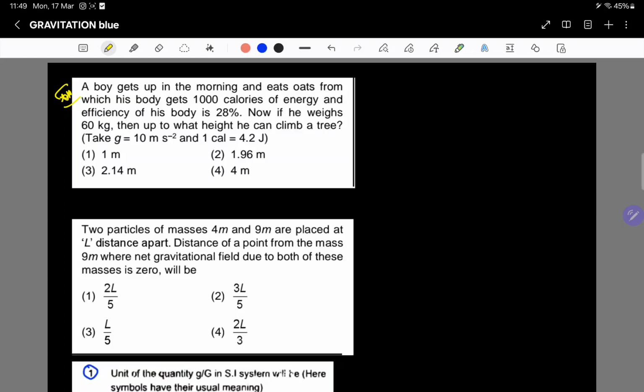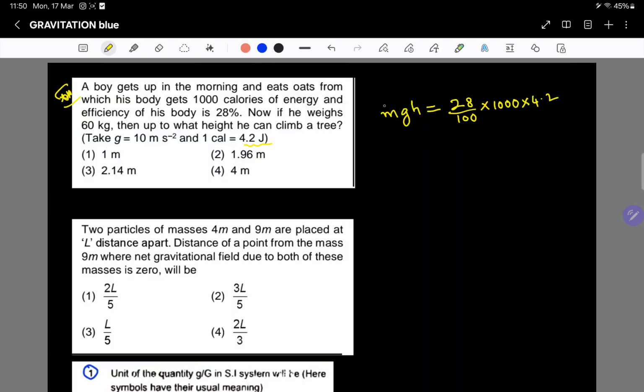So here the work done is in the form of potential energy, students. Potential energy in climbing is mgh equal to... so how much energy of the body is given? 1000 calories, students. Efficiency is 28% only, given. That means 28 by 100, 28 percent out of 1000 calories. Convert 1000 calories into joules, students. Why? Because SI unit; calorie is a CGS unit. 1 calorie equals 4.2 joules, given.